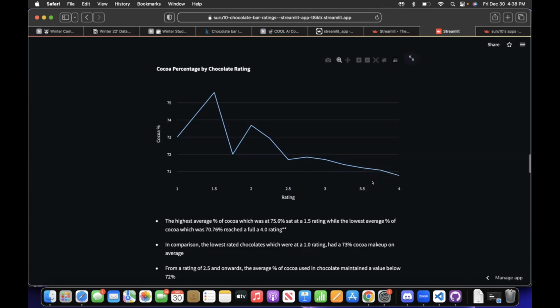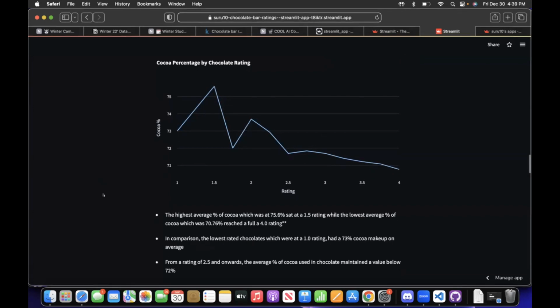And I would also like to mention how the highest average percent of cocoa makeup sat at a rating of 1.5, while the lowest average percent of cocoa makeup reached a full rating of 4.0. In essence, the more cuckoo for cocoa a chocolate bar is, on average, it'll receive a lower rating.